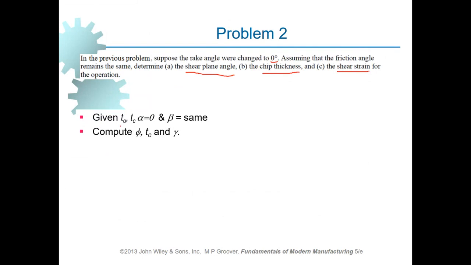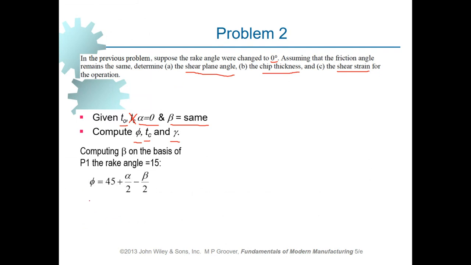We are provided with T0. TC indeed is not valid anymore. What we had was for the previous problem. And now alpha changes to 0 and beta remains the same as it was in the previous problem. And we are to compute phi, new TC, and also gamma. In order to do this problem, we make use of the Merchant equation.